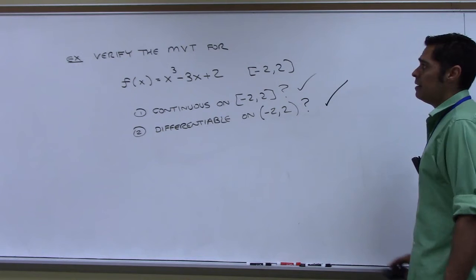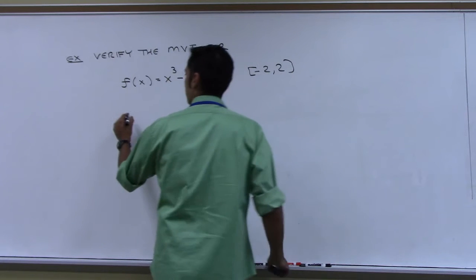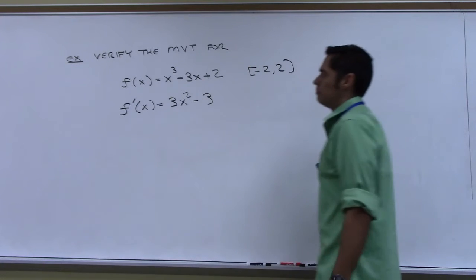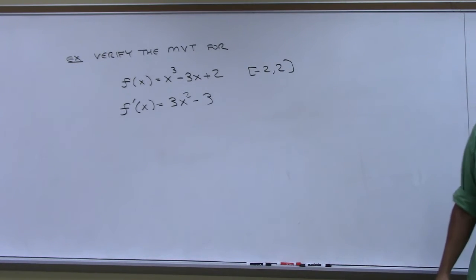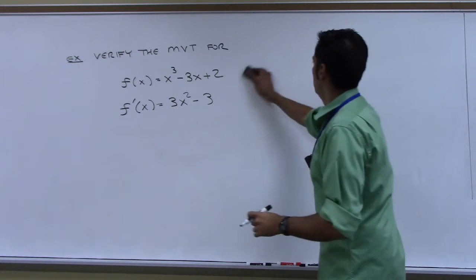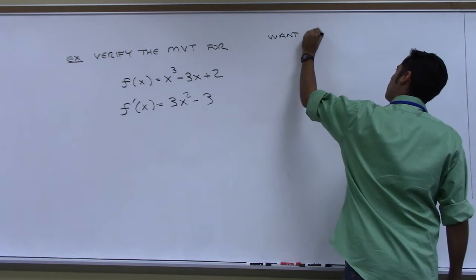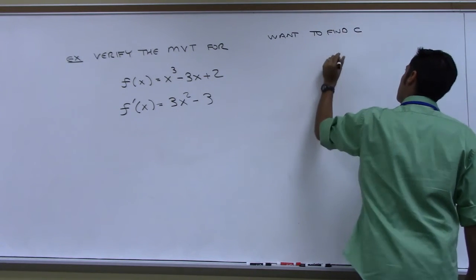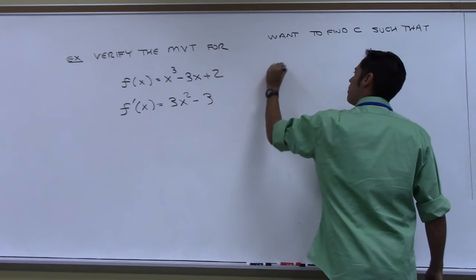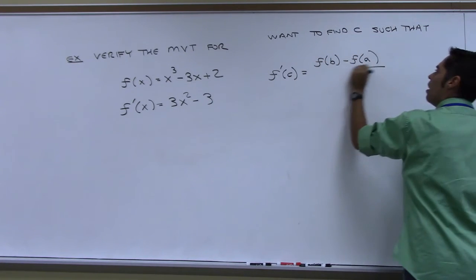So here's the way we like to set these up. First of all, just take the derivative, all right? Find the derivative first, f prime of x. 3x squared minus 3. That's your derivative. Now here's what we want. We want to find c such that, and I'm going to write it all down again, f prime of c equals capital F of b minus capital F of a over b minus a.